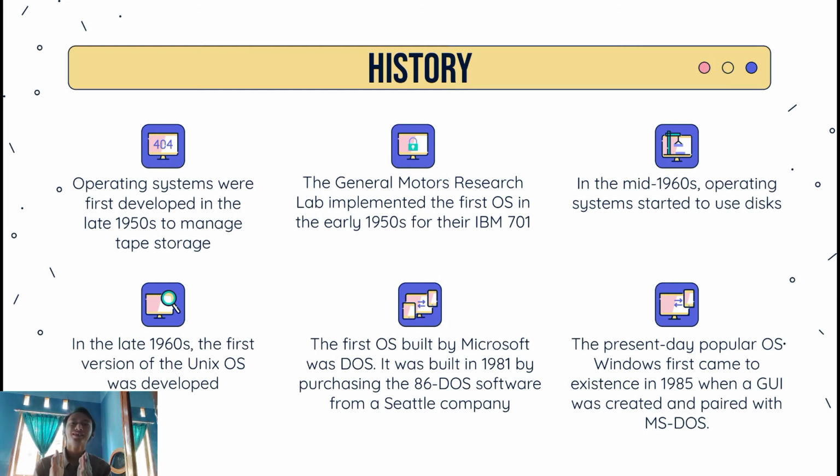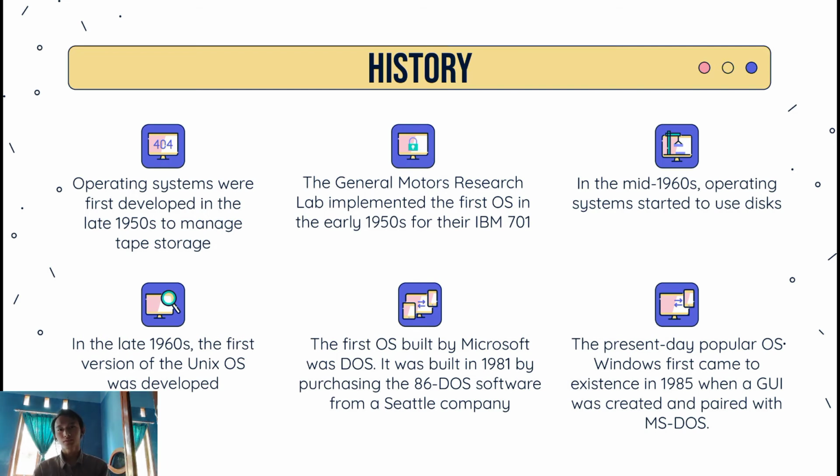I'm sorry. After that, in the late 1960s, the first version of the Unix OS was developed. Unix was at first not meant to be a portable OS, but that happened and it became a great, portable OS.